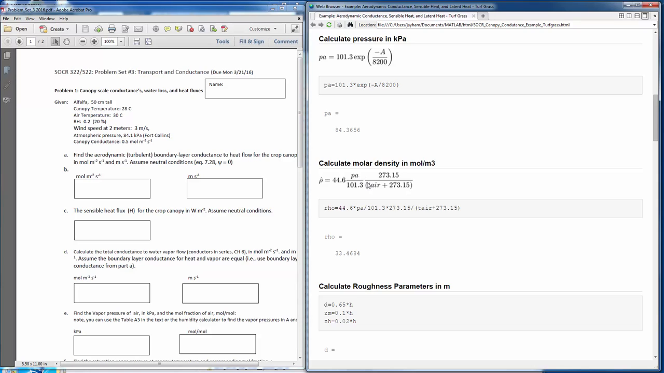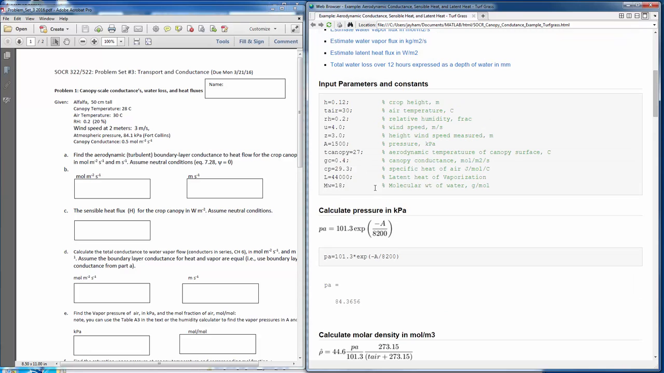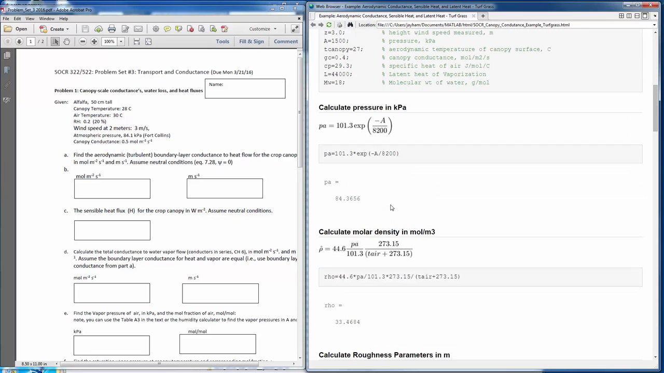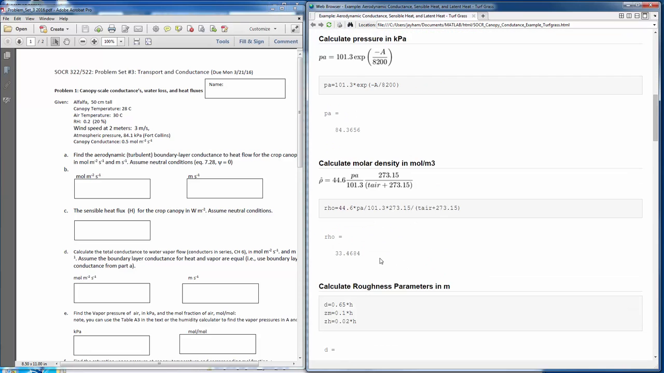And so you can see for us, our pressure here is 84.36 and my air temperature was 30 degrees. And if you plug those in, I get a molar density of 33.46 moles per cubic meter. So you would need to do that for your problem where your pressure is already given and your air temperature is also 30 degrees. So you should get something very close to that number.